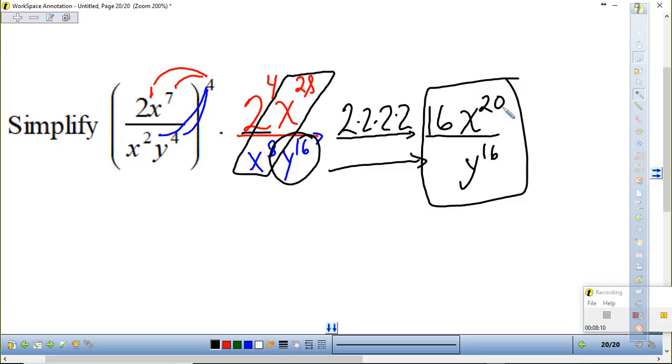So far, so good? Okay. Yeah, this should be a piece of cake since we've been practicing this already for a couple of days, right? Let's go to number 6.